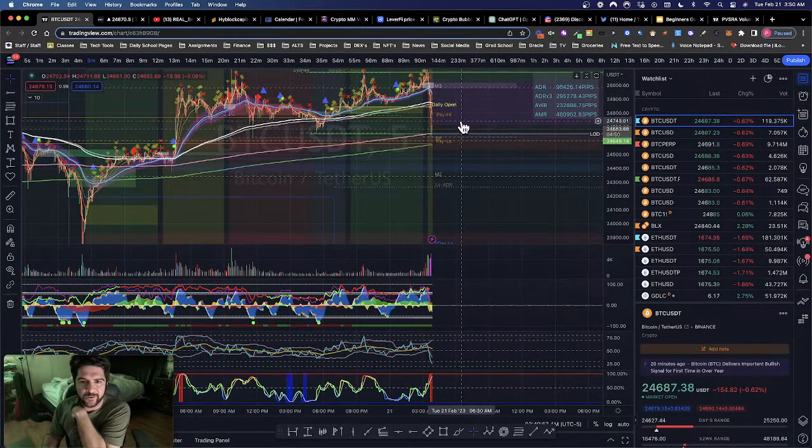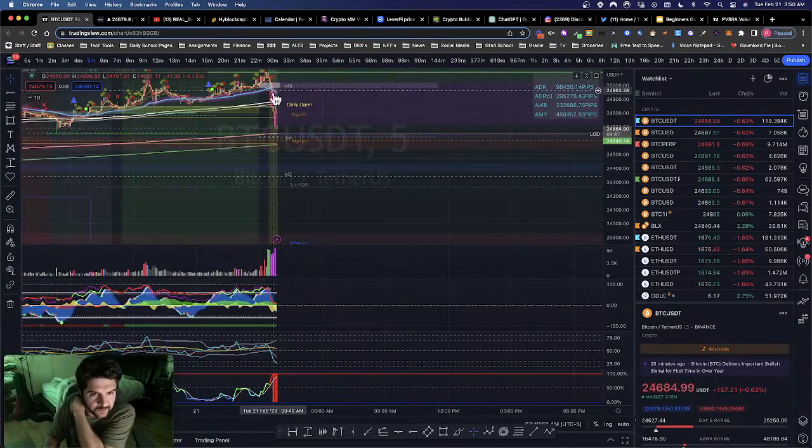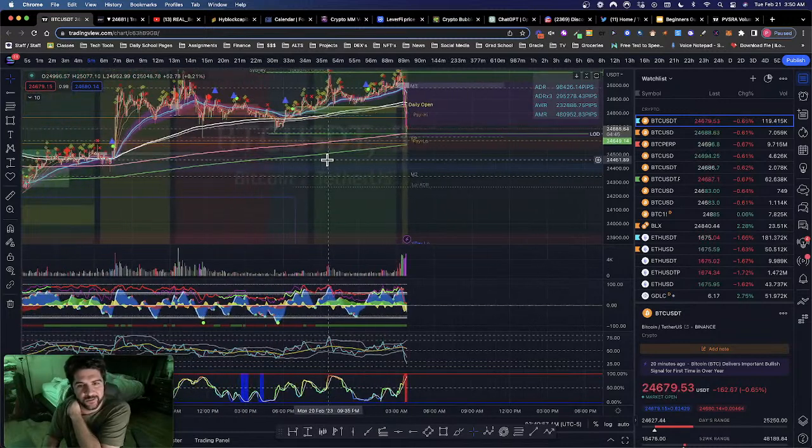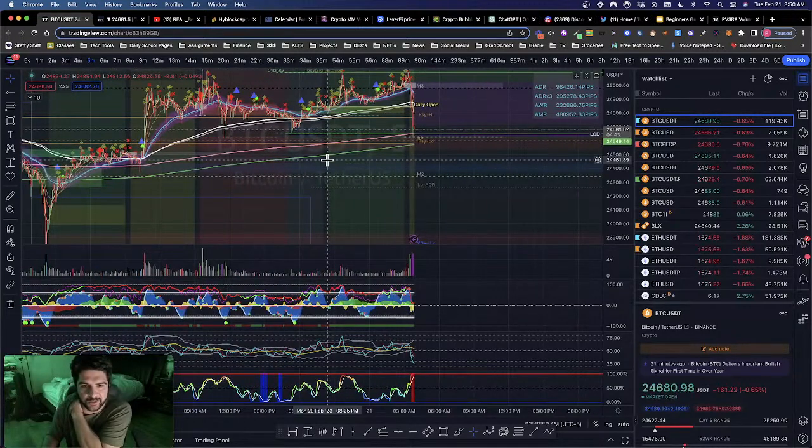I love the stopping volume on the 5-minute. I love these purple candles. It's kind of like a promise that it could come back up into maybe. Is there news or something going down that I don't know about?